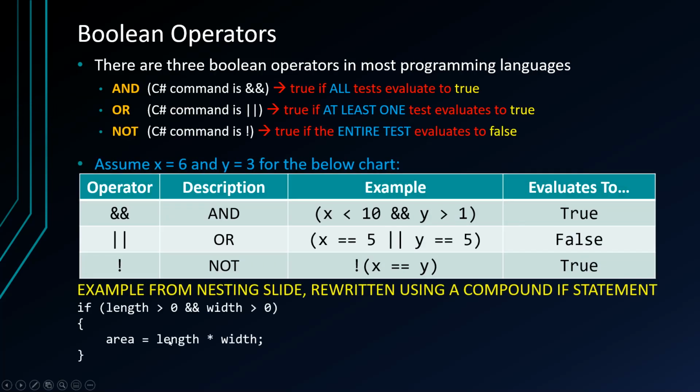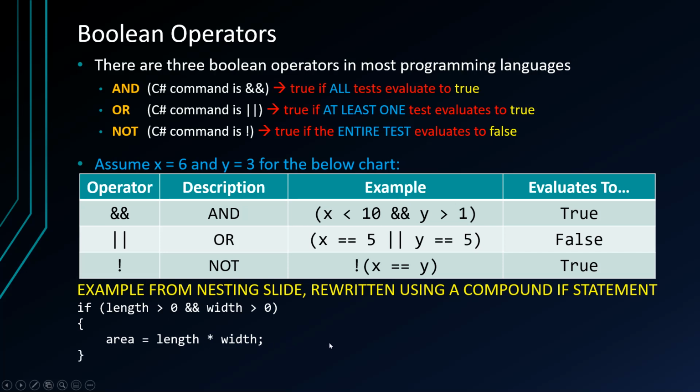So here's the exact same code using a compound statement. If length is greater than 0 and width is greater than 0. Notice that it's 2 completely separate comparison statements that just happen to be joined by the AND operator. Then we're going to calculate area is equal to length times width.